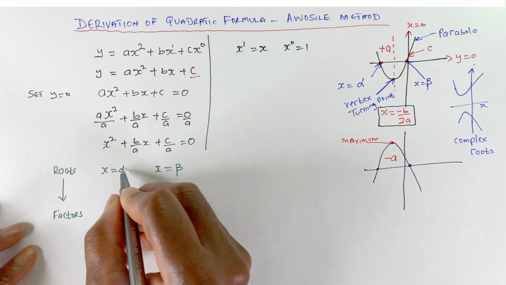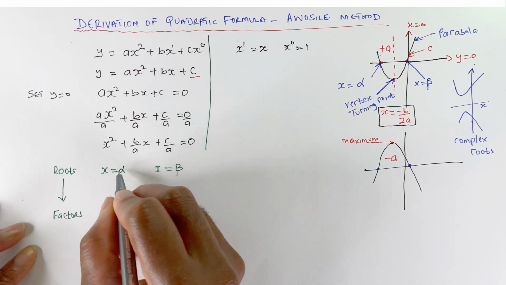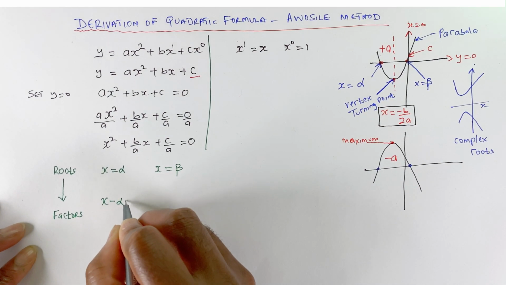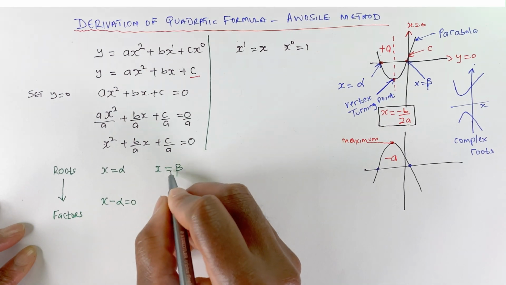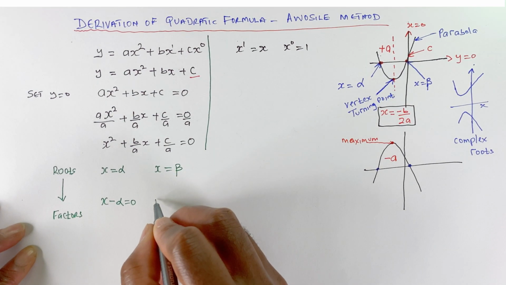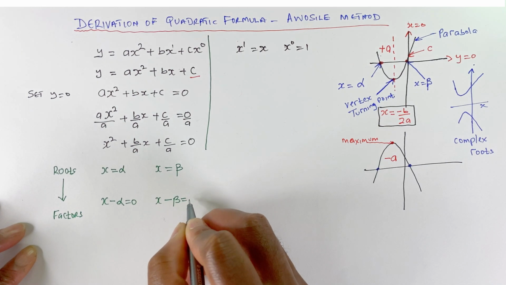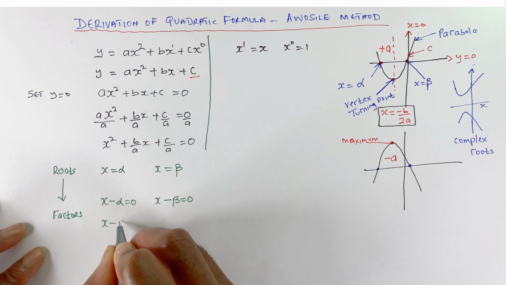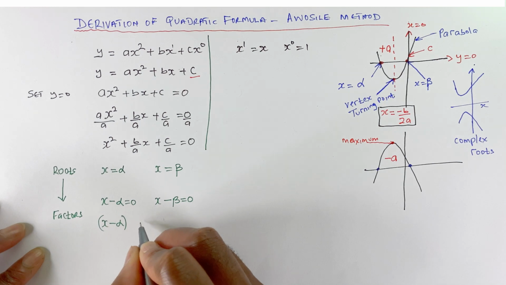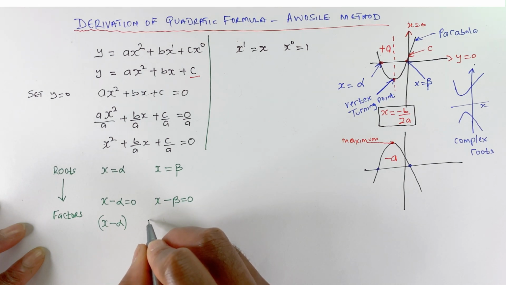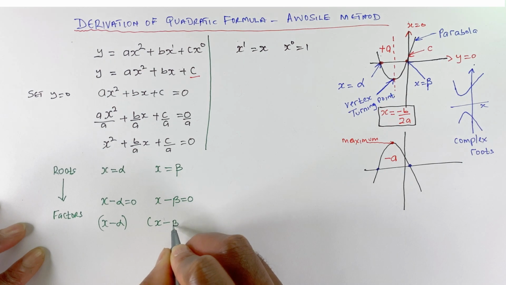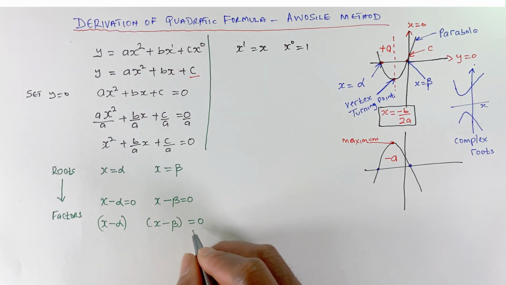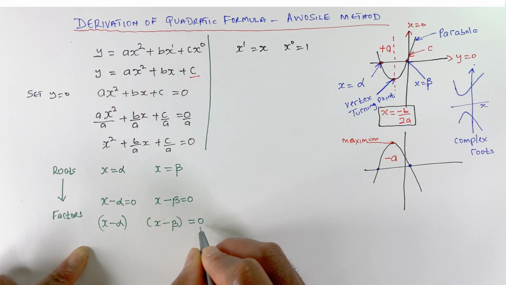That means I'll take alpha to the other side of the equation, or subtract alpha from both sides of this one. So I get x minus alpha equal to 0. Likewise, I do the same here: I subtract beta from both sides of the equation, x minus beta equal to 0. And so I've got my two factors now: x minus alpha, times x minus beta, all equal to 0. If I multiply them, they'll be equal to 0.